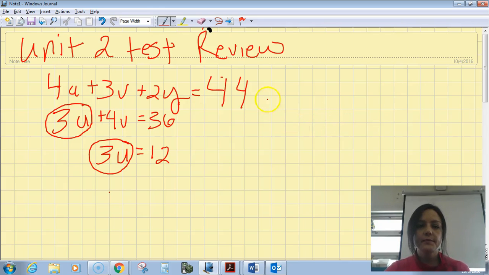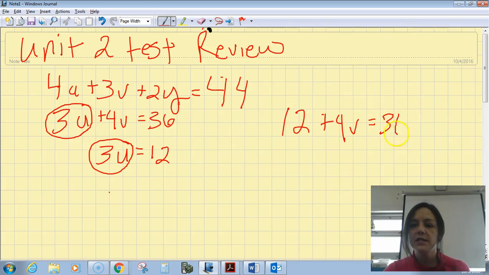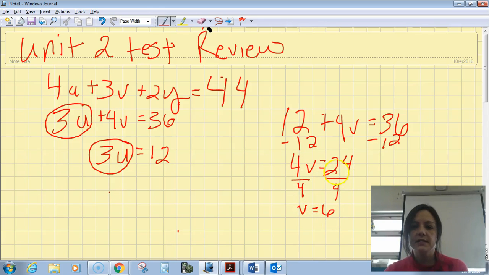Look, instead of 3u, I'm going to put 12, right? Because that's what 3u is, plus 4v equals 36. So subtract 12 from each side. 4v equals 24. Divide both sides by 4. V equals 6. Okay. And u equals what? 3u equals 12, so u equals 4. So u equals 4, v equals 6. Now we'll go back and put them in to solve for y.